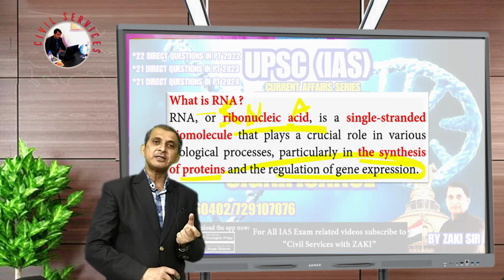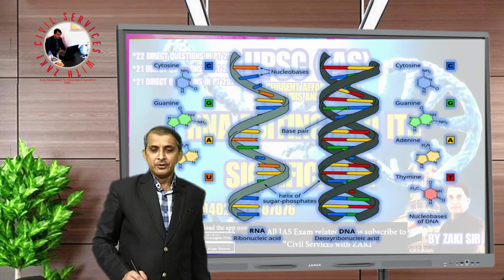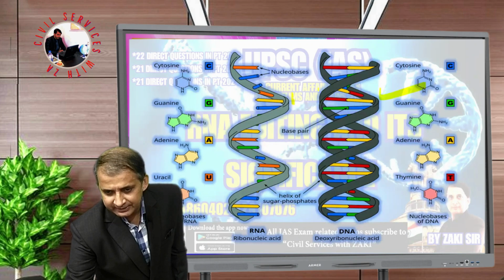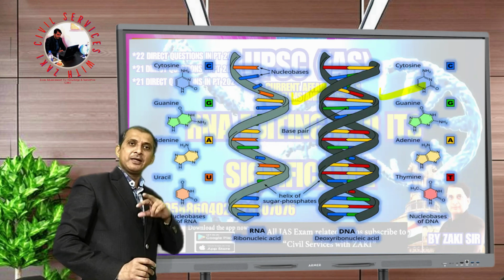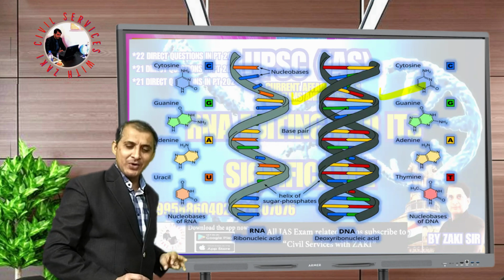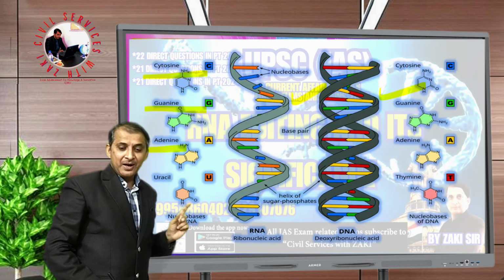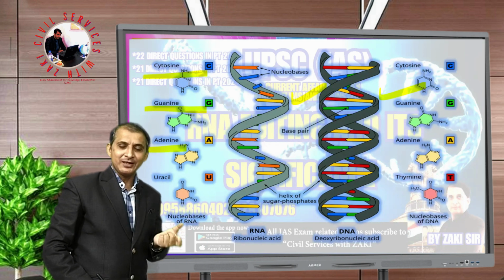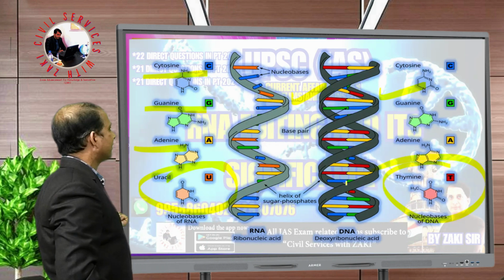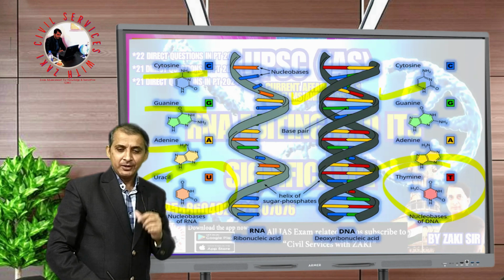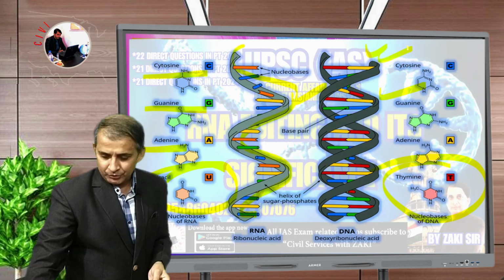So why is the synthesis of protein very significant? We also see RNA here. This is DNA, this is RNA. RNA and DNA share the same three bases: cytosine, guanine, and adenine. But the difference is that RNA contains uracil and DNA contains thymine. RNA contains uracil, DNA contains thymine. So that's the difference. Also, RNA is single stranded and DNA is double stranded. So I hope you understand the RNA.